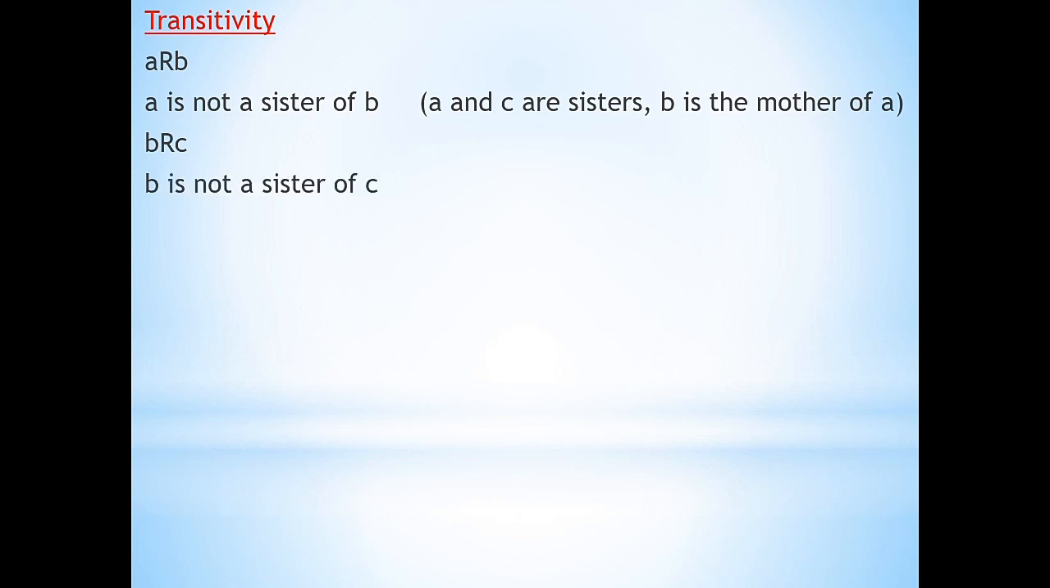This property is okay. Then we have to check the main condition whether it is true or not. That is relating A and C. So A and C are sisters, isn't it? We have seen that. So here transitivity is failed. So A is not related to C. So which is not transitive.